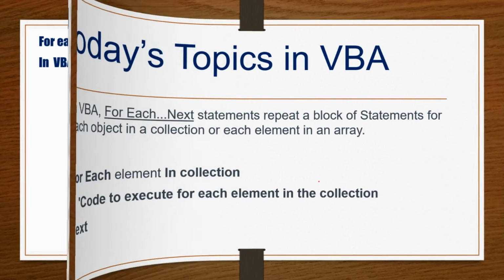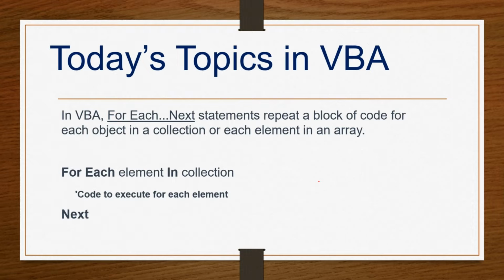In today's video, I'll talk about For Each. So what is For Each? It is a statement which repeats a block of code for each object in a collection or for each element in an array. So the syntax for the For Each loop is: For Each, and then the element you will pass in a collection. A collection could be a range, right? And then the code inside it will be executed. It will repeat over the number of items in the collection.